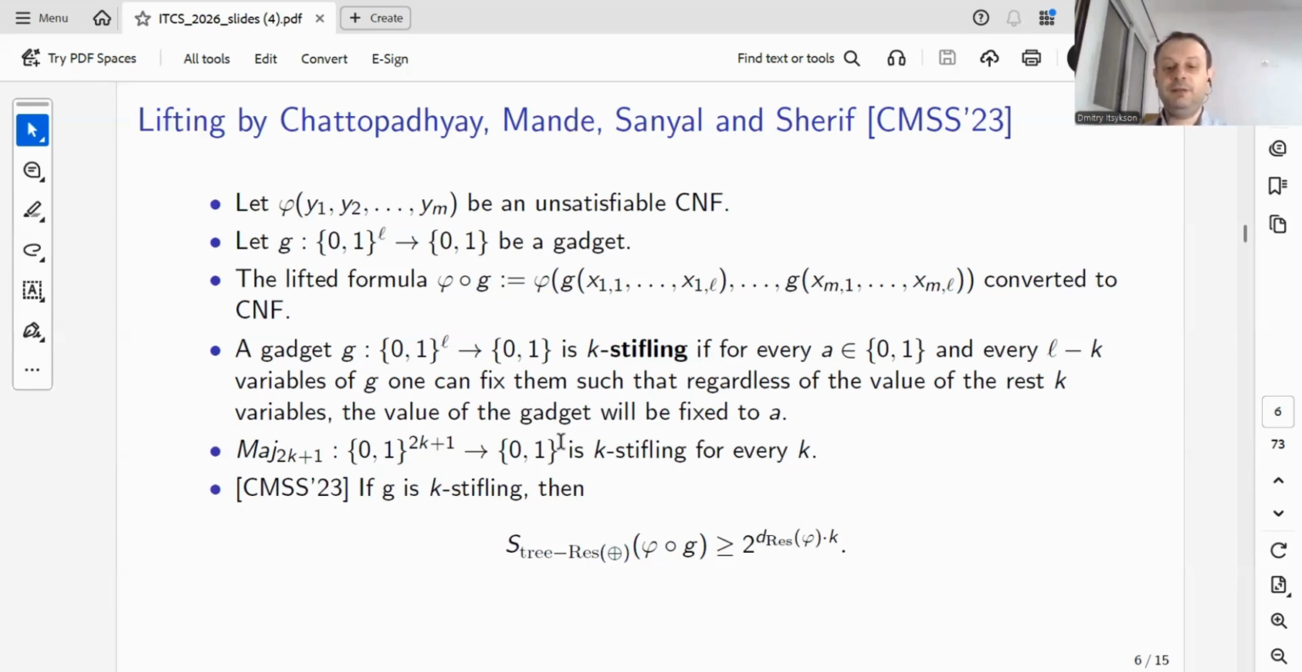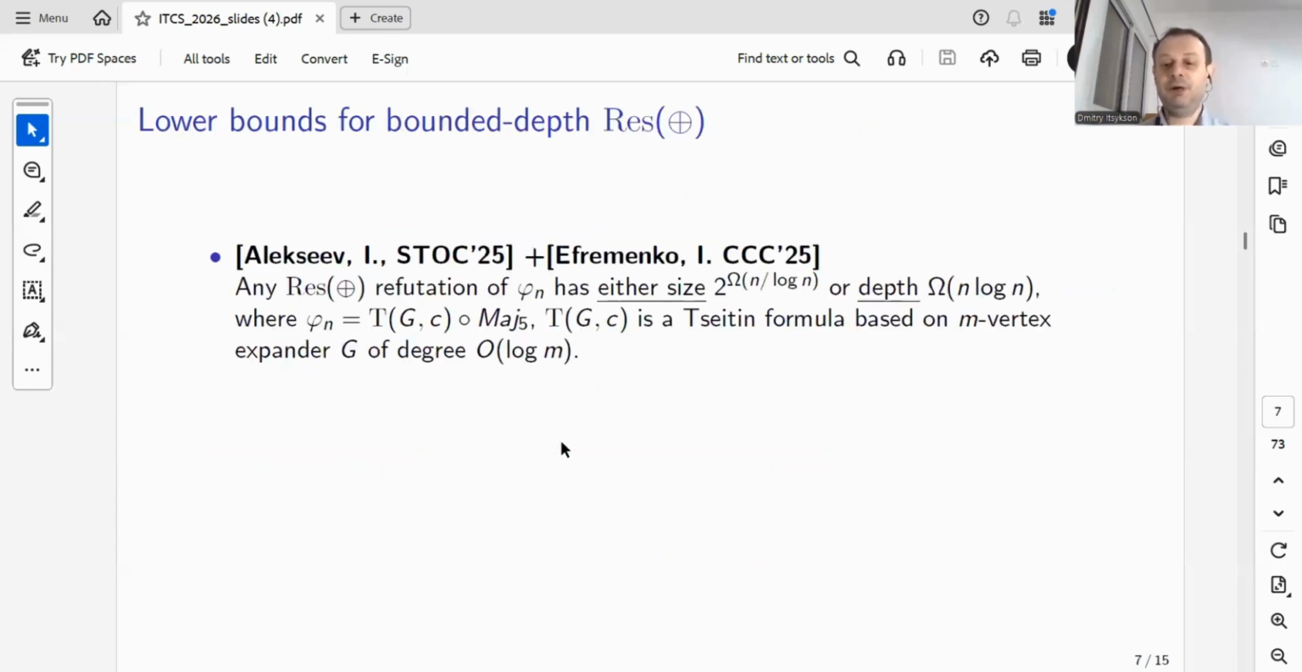In the DAG-like case, there is progress regarding bounded depth resolution of parity refutations. Namely, the following result was obtained in our paper with Yaroslav Alekseev. I present it here with a small improvement obtained with Dmitry Itsykson and Klim Efremenko. There exists a family of formulas phi sub n with n variables such that any resolution of parity refutation of phi sub n either has exponential size or depth at least n log n, where n is the number of variables. The hard formula here is the Tseitin formula of a logarithmic degree expander lifted by the majority 5 gadget.